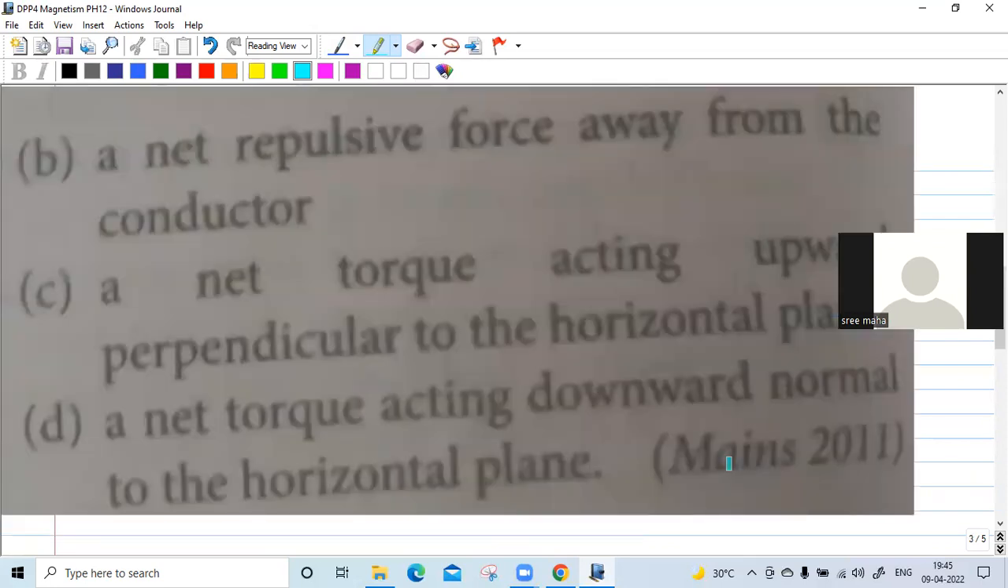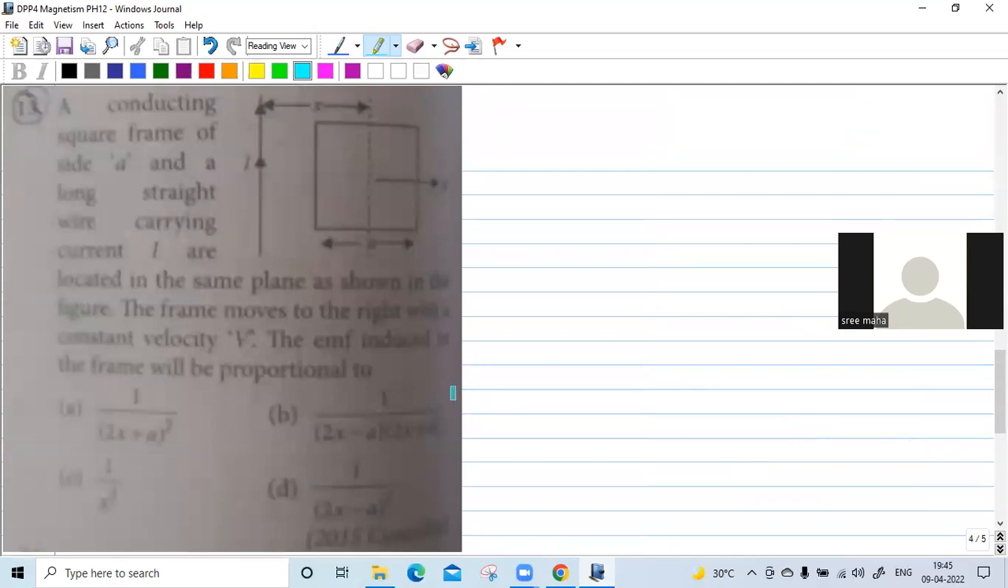This looks similar. Conductor beside a long straight line. It moves towards the right with constant velocity. Constant velocity means what does it mean? As soon as it is constant velocity, what does it mean?